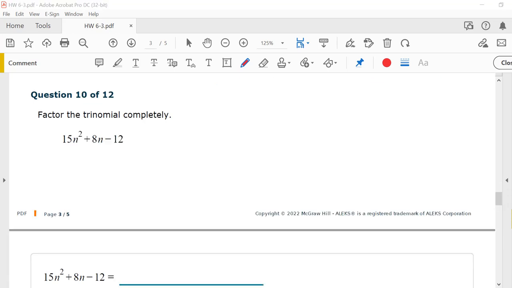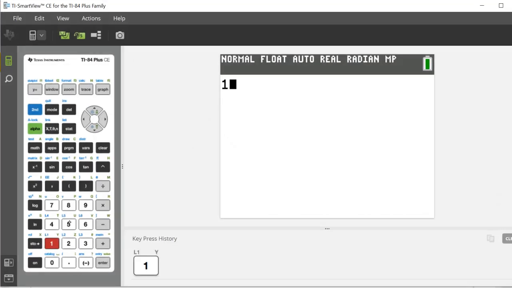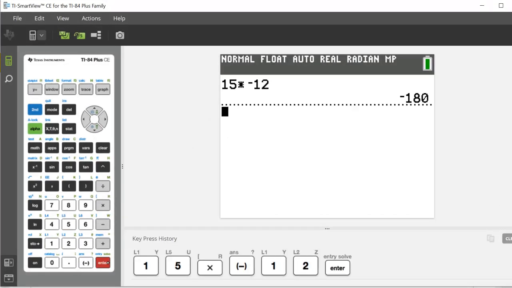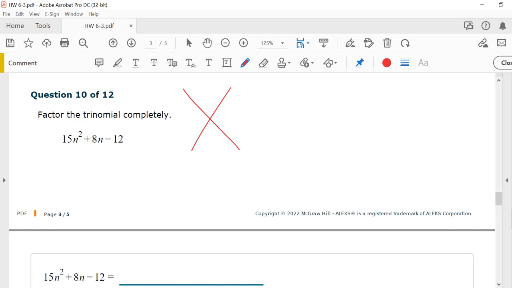All right, number 10. I don't see a GCF there. It is written in standard form, and I am so dreading those big numbers. Here we go. 15 times negative 12 is negative 180. And then down below is 8. All right, the top one is negative, so they're going to be different signs down here. One's going to be positive, one's going to be negative.